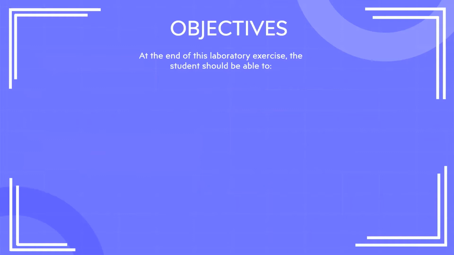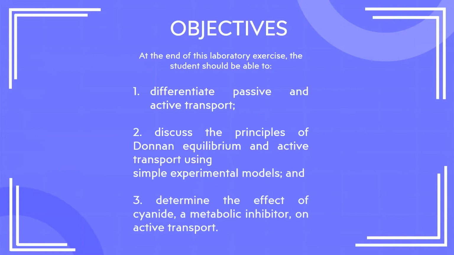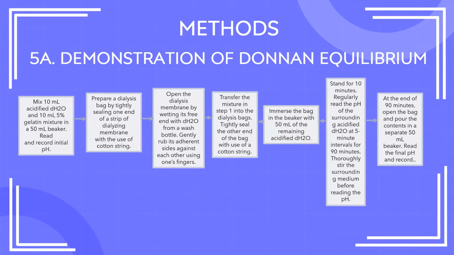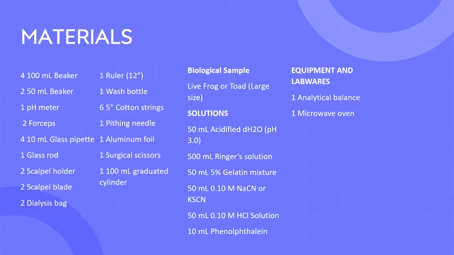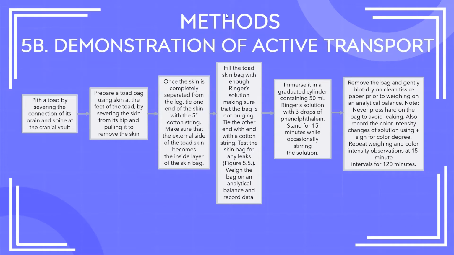So for the objectives of this study, at the end of this laboratory exercise, we should be able to differentiate passive and active transport, discuss the principles of Donnan equilibrium and active transport using simple experimental models, and determine the effect of cyanide, a metabolic inhibitor, on active transport. For the materials, these are the materials used along with the biological sample, solution, and equipment and labwares. For the methods, this is the flow chart for the demonstration of Donnan equilibrium. Next is the flow chart for the demonstration of active transport.